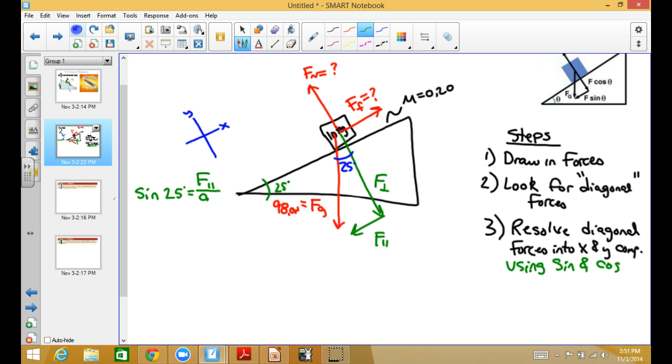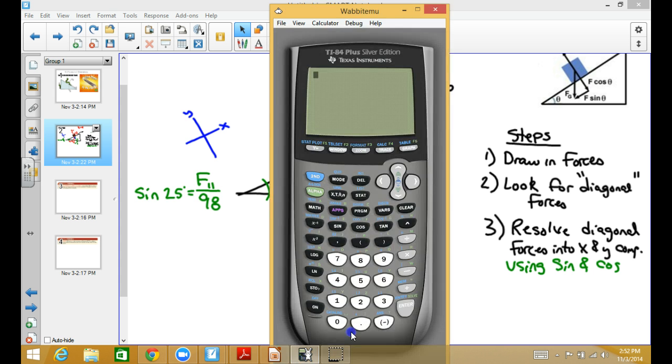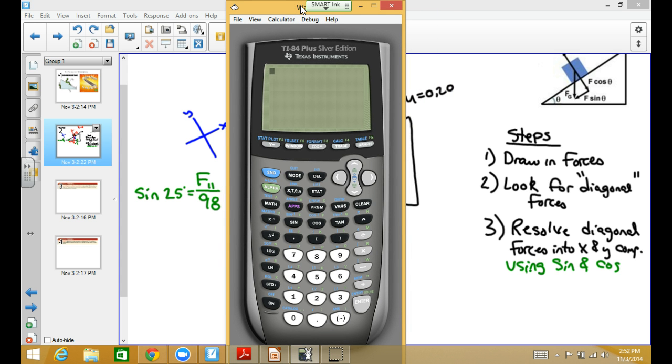So then I just take my calculator and I multiply 98 times the sine of 25. So I'll pull out my magic calculator. Hopefully. All right, and the first thing I want to do is check the mode. So just make sure, hit mode.